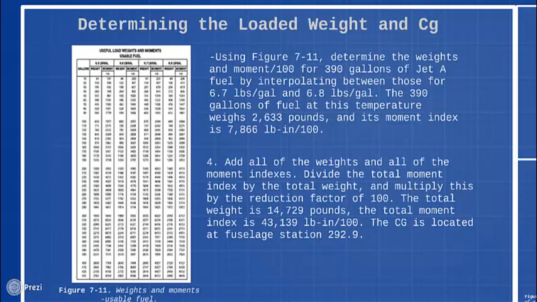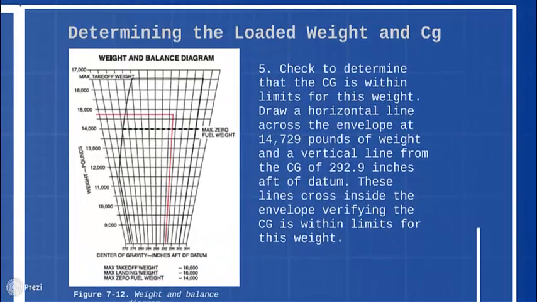The total weight is 14,729 pounds. The total moment index is 43,139 pound-inch per 100. The CG is located at fuselage station 292.9. Fifth, check to determine that the CG is within limits for this weight.